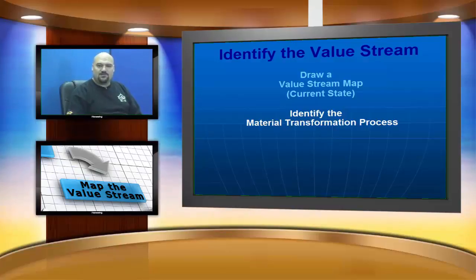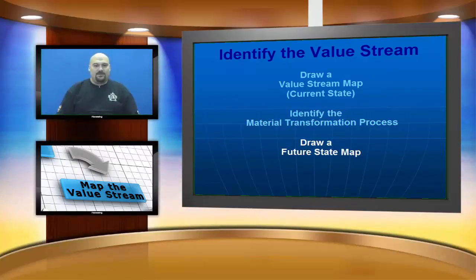That process, as we're going through it and calculating information, we're going to be asking people what they think about the material transformation process and what the challenges are. We also include the material and information flow on the map.